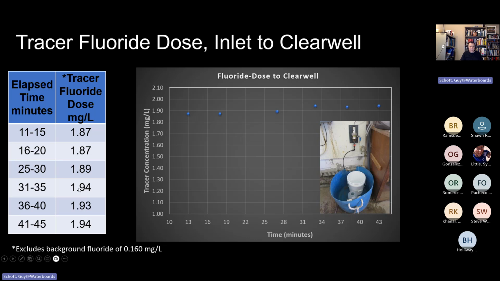One of the advantages of this method is that we don't have to worry so much about whether the feed pump is pumping what we thought it was pumping, or whether the solution strength is what we think it is. The solution strength might be a little weaker or stronger than we think, or the pump might be pumping less than we think. All that really doesn't matter because we're measuring the actual residual of the tracer that's going into the storage tank.